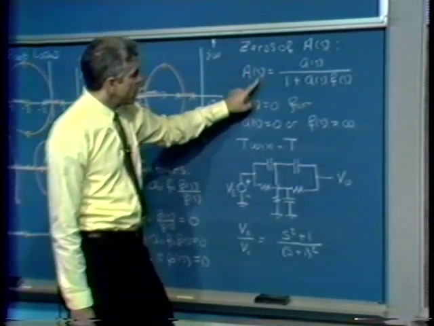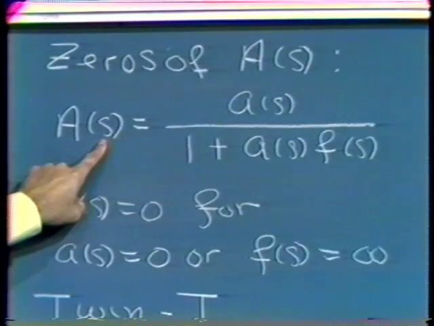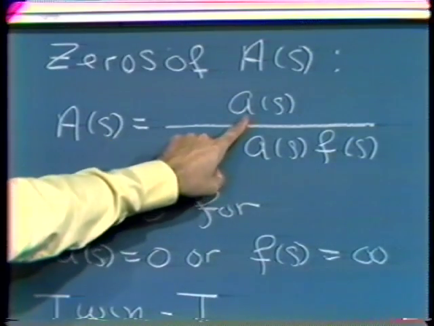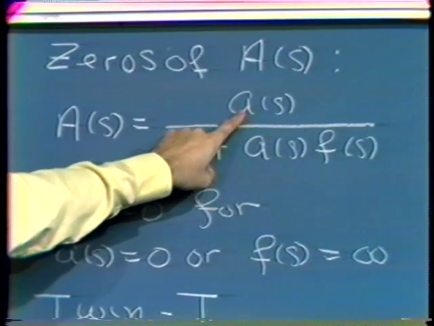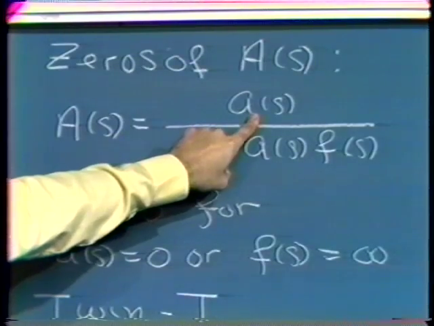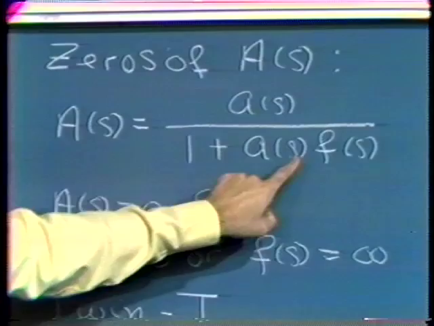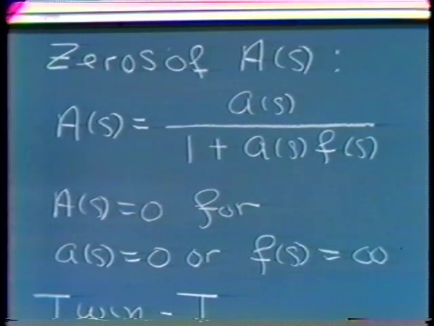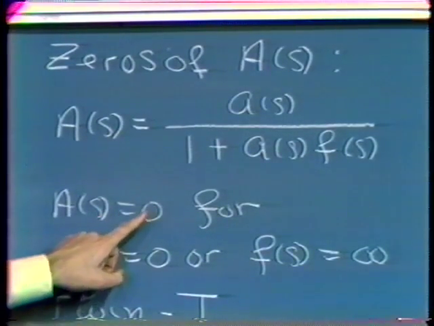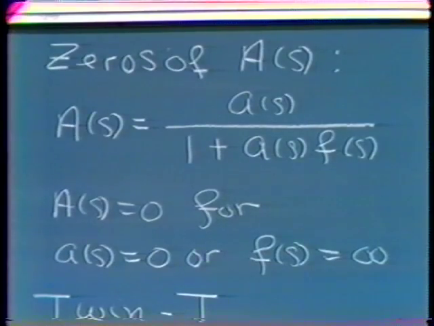We can write the expression for A of s, the closed loop transfer function, and when we do that, of course, we get our familiar form: the forward path transmission, small a of s, over 1 minus the loop transmission, which is 1 plus a of s, f of s, in our standard form. And we can now ask, where are the zeros of A of s?